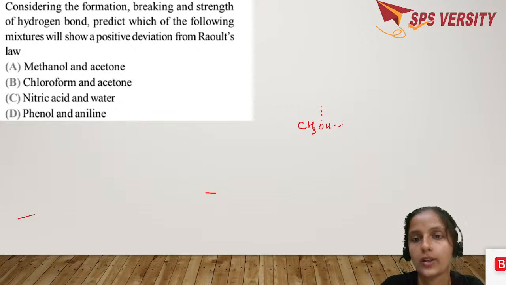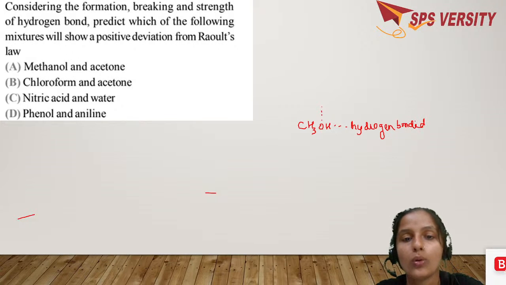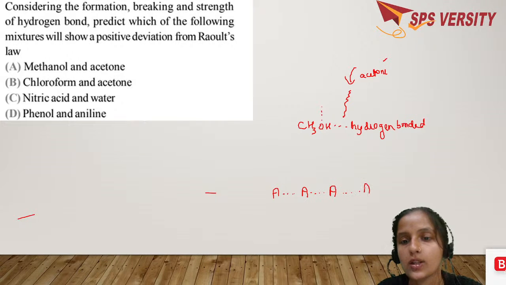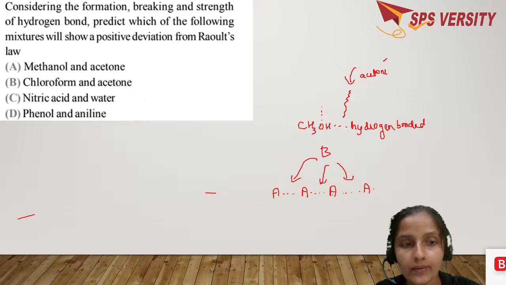the molecules are hydrogen bonded. And if you add acetone, these hydrogen bonds get disturbed. So this is like you have A molecules which are hydrogen bonded to each other, and you add B. This B goes and sits in between, so it is going to interrupt the bonds which are already there.